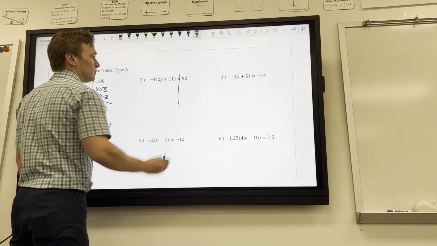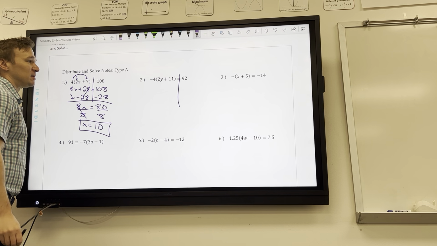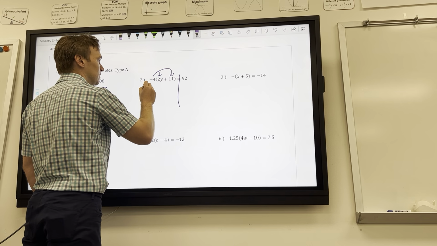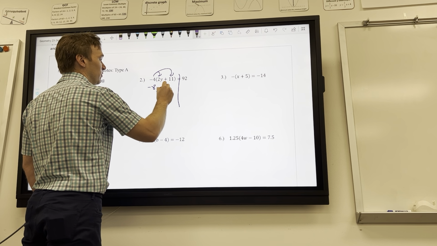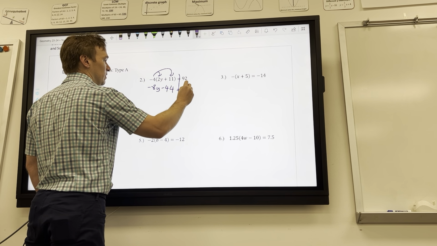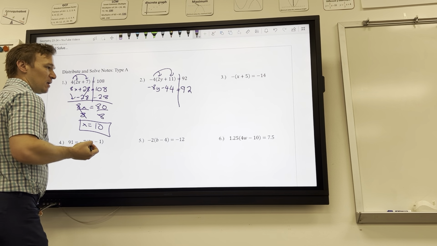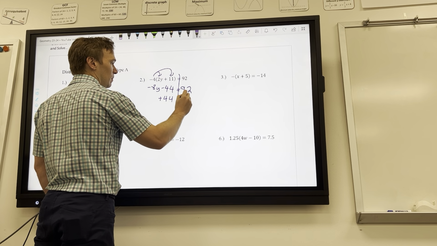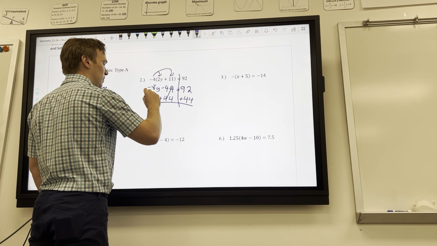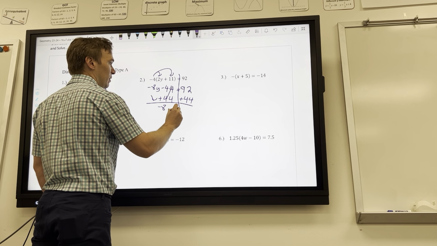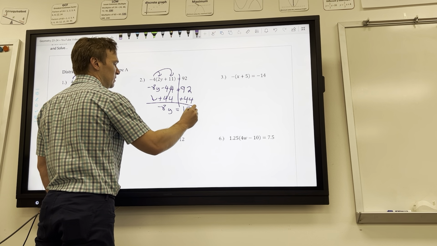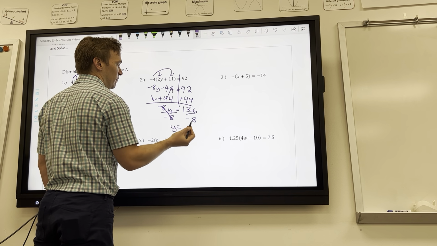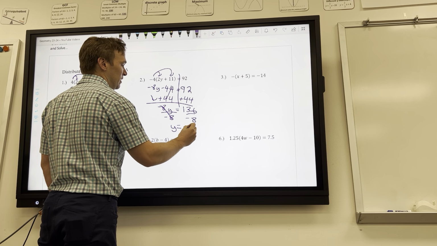Okay, now number 2. Draw our line through our equal sign to separate the left side from the right side, and then you take that -4 and you multiply it by both things. Get negative 8y minus 44 is equal to 92. And then we add 44 to both sides. Cancels, negative 8y is equal to 136, and then we divide by negative 8 on both sides. 136 divided by negative 8 is negative 17.